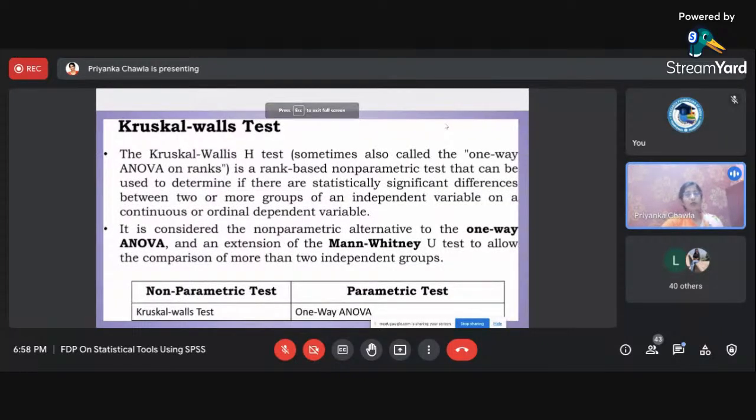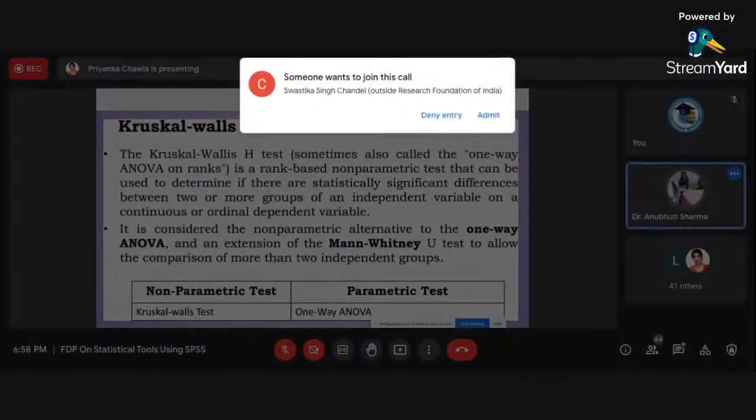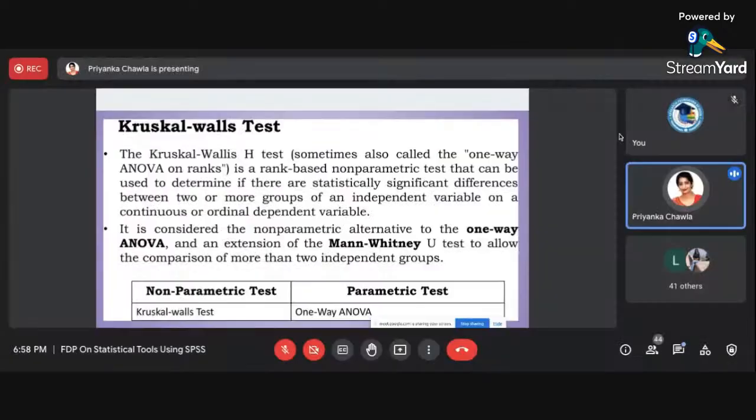This test is equivalent to one-way ANOVA. Okay? What was the condition of one-way ANOVA? The independent variable is categorical but not binary. Three or more groups. Not two, three or more. And the independent variable is categorical, 3 or more, and the dependent variable should be measured on an interval scale.